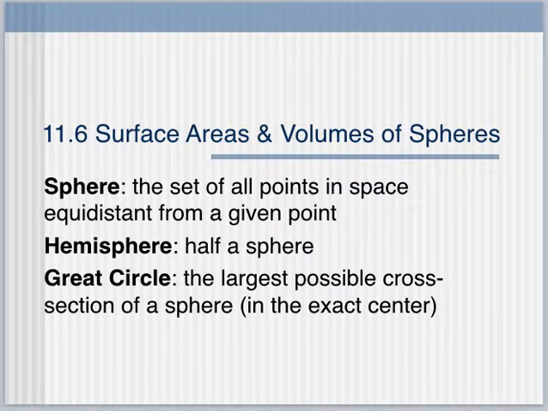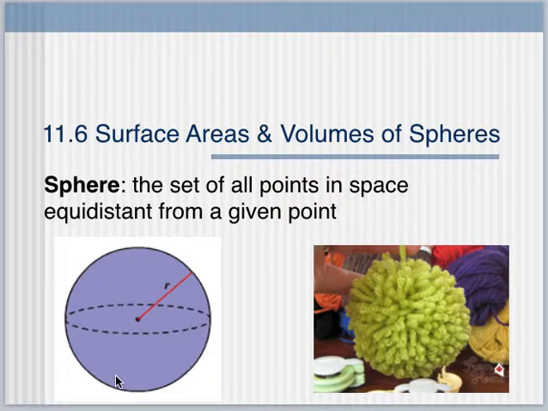There are a couple other terms you need to be familiar with. Hemisphere means half of a sphere, and a great circle is the largest possible cross-section of a sphere. So, for example, this dotted line here is the largest possible cross-section. I'd get smaller circles if I took cross-sections anywhere else. That's a great circle.